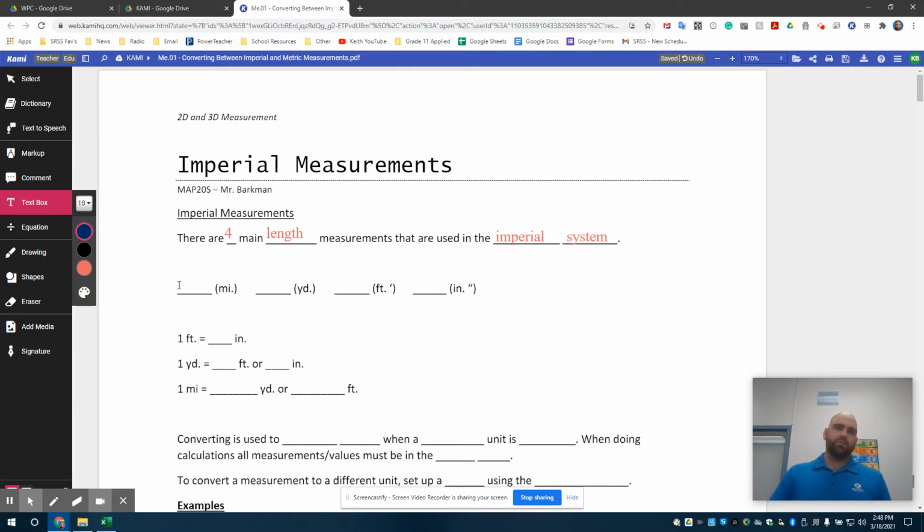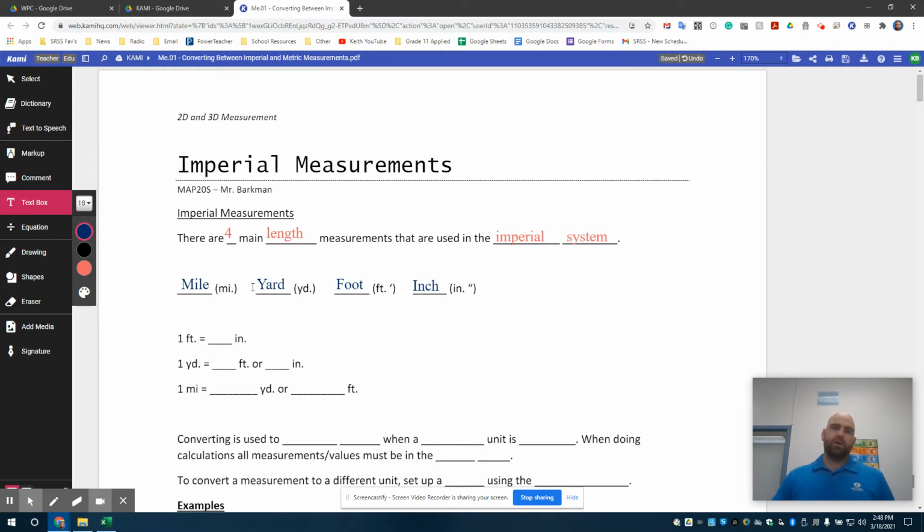Those 4 main measurements, and they're listed here from biggest to smallest, are the mile. Okay, so that's something that we would measure in if we're driving. A yard. And this isn't the size of your backyard. This is a length, which is roughly about a big step. A foot, otherwise known as feet, and inches, or an inch.